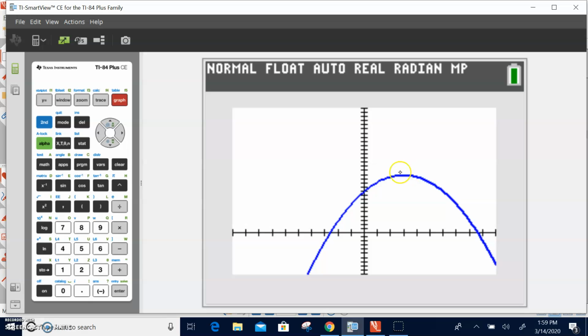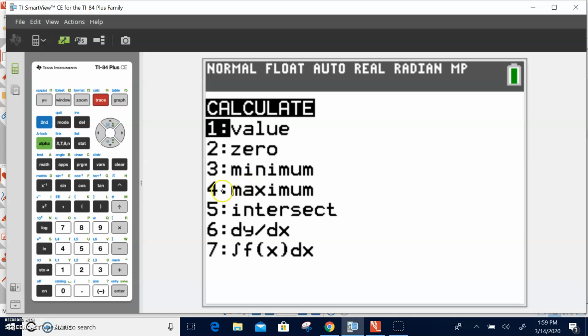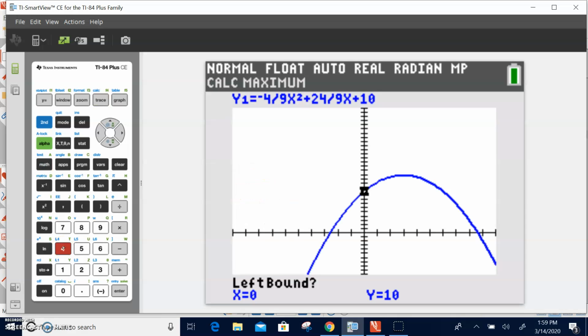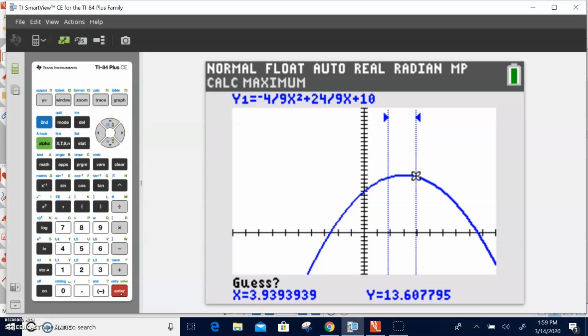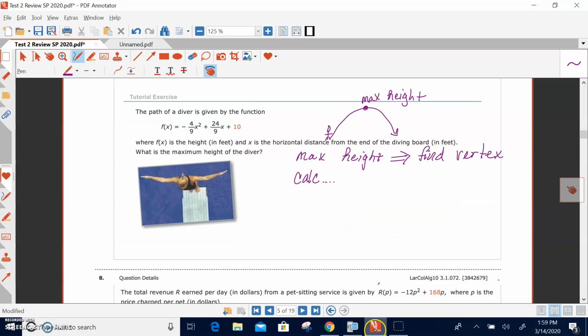Remember how we calculated the vertex? We go to second trace, that gets us to calc, and we want to choose number 4, which is the maximum. So we tell the calculator, we press enter when we're on the left side of the vertex. We scooch over to the right and press enter when we're on the right side of the vertex. Press enter again, and there is our maximum. 2.9999997 is basically 3. So our vertex is at (3, 14).